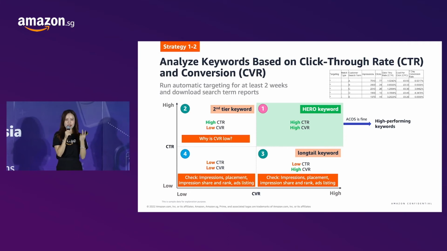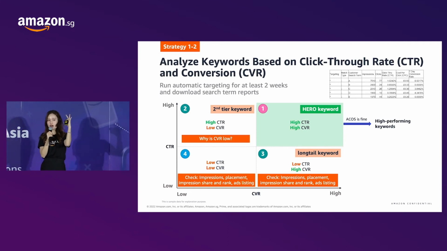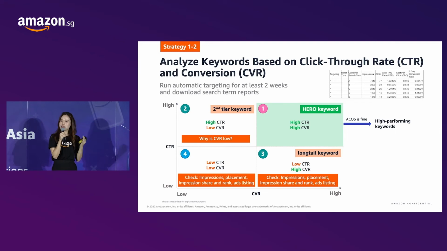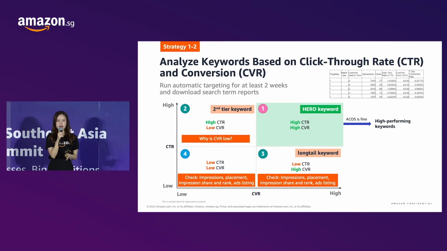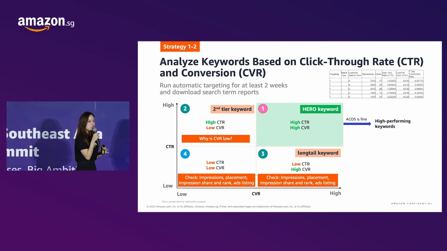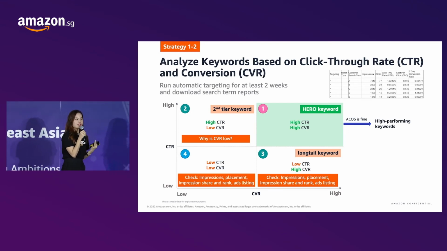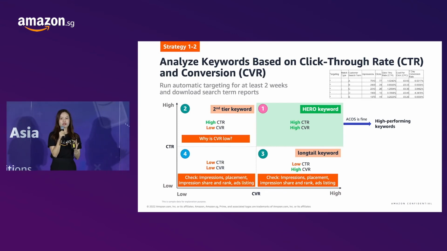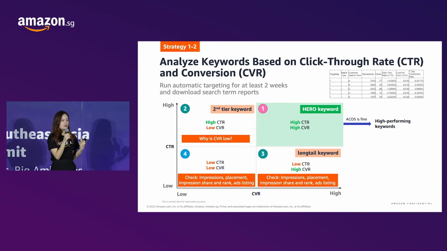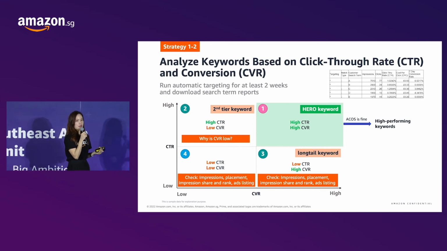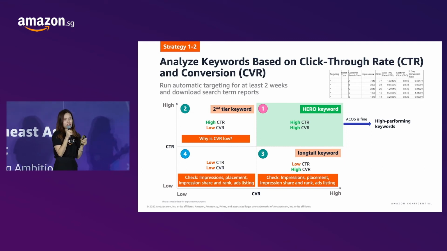And now the second is high CTR but low CVR. Let's think about it. You generate a lot of impressions and a lot of clicks, but when they come into the detail pages, nobody buys, right? That's the situation. The key thing you have to think about is: why is my conversion so low? Why are people not actually buying my product on our detail pages? This is a tactic that you can use a lot.